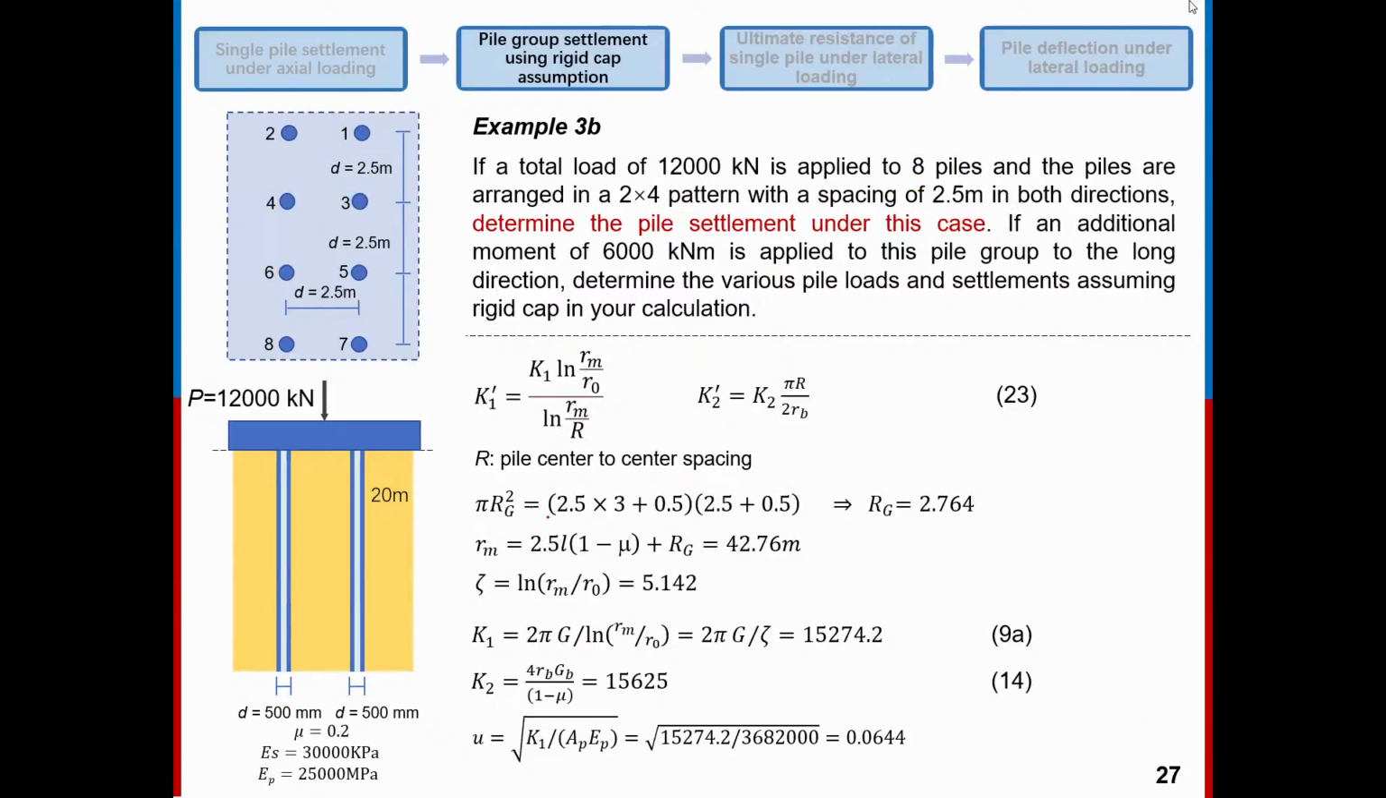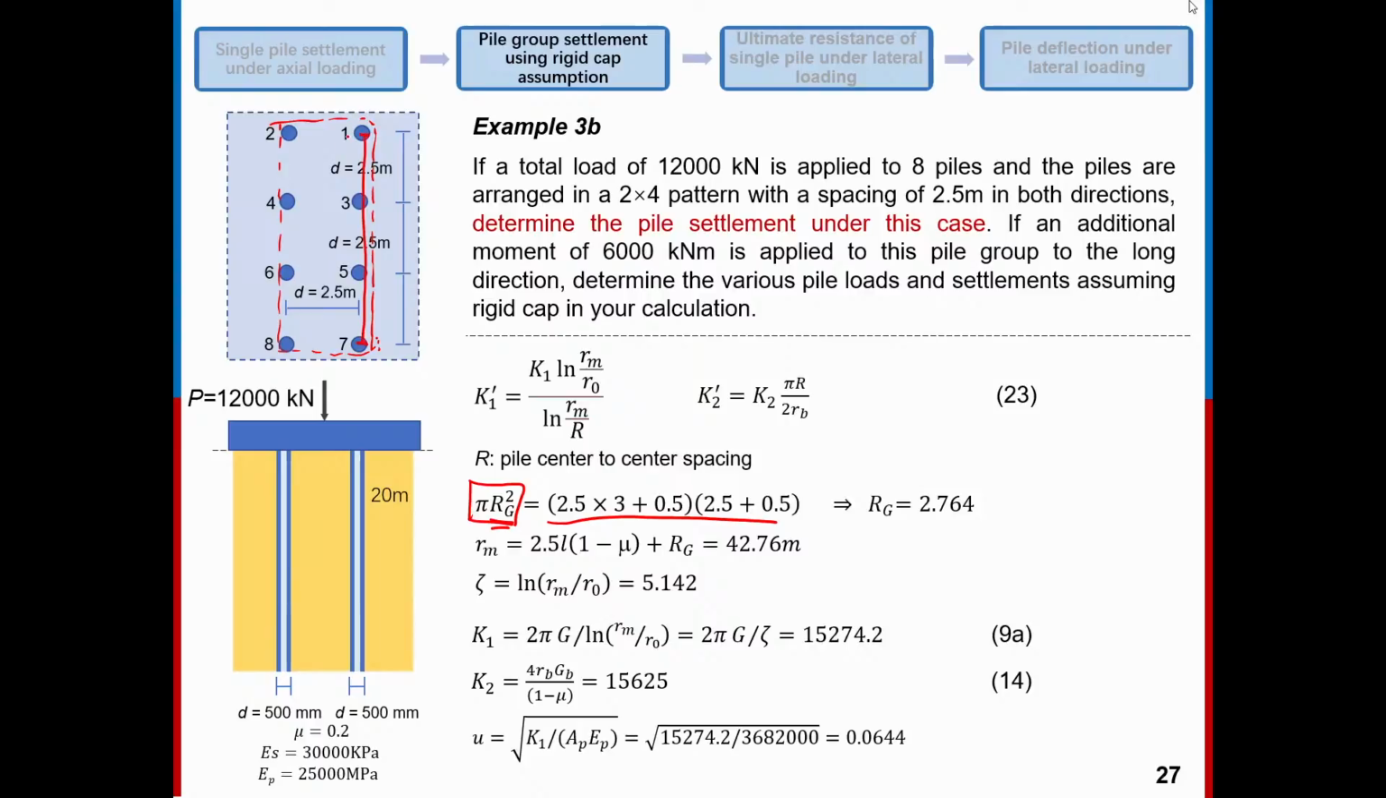For calculating the Rg, we first establish the equality between the two areas. The first area is the equivalent circle, and the other area is the area of the rectangle, right? As I said, if we have a circumferential area for this pile group, the length of this rectangle is equal to 2.5 multiplied by 3, from here to here.